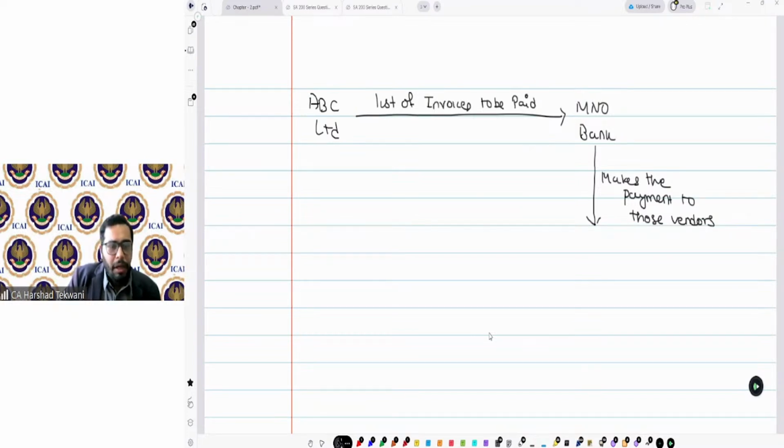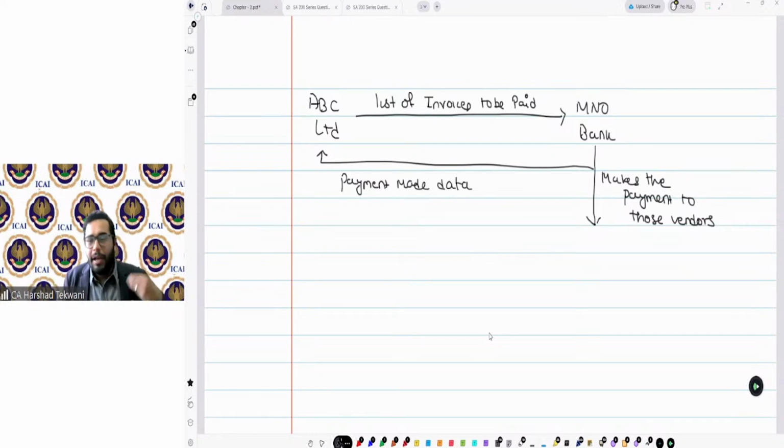and then returns the data back to ABC Limited, that is, payments made data. That is then entered into the ABC system. So this is an arrangement which is being designed by ABC Limited and MNO Bank. Do you think I need to cover MNO Bank as a service organization?